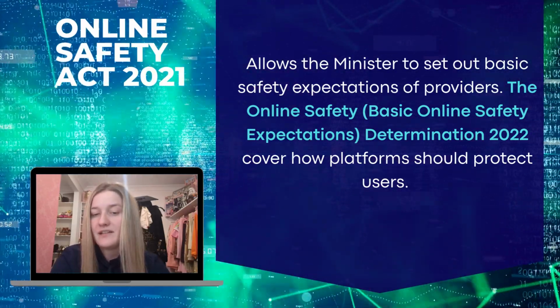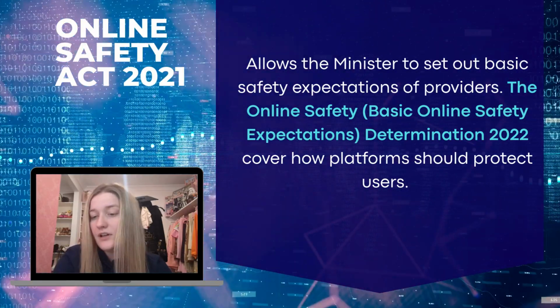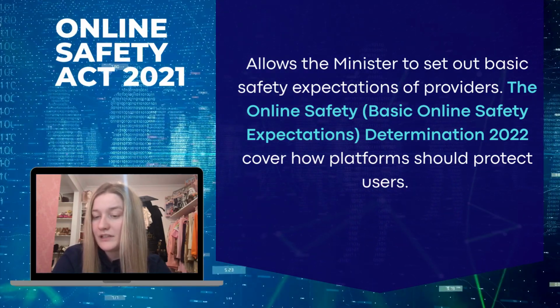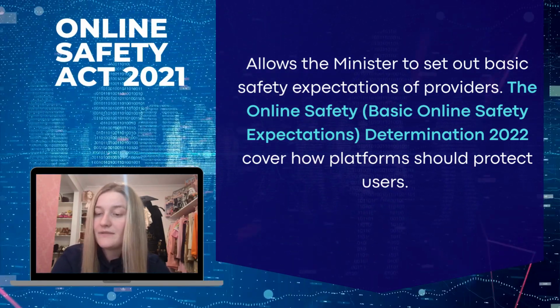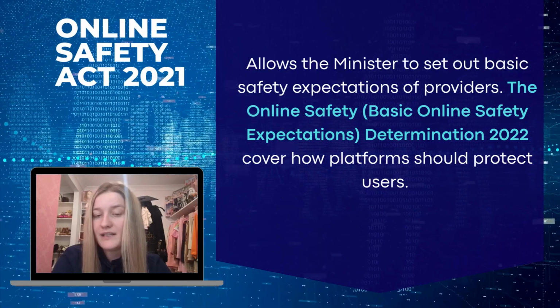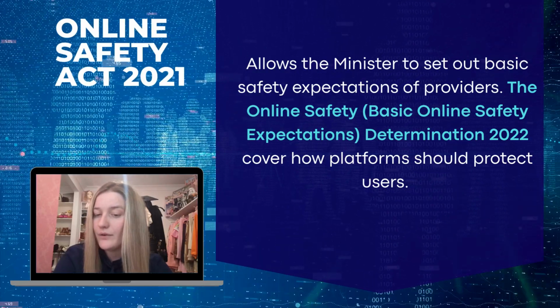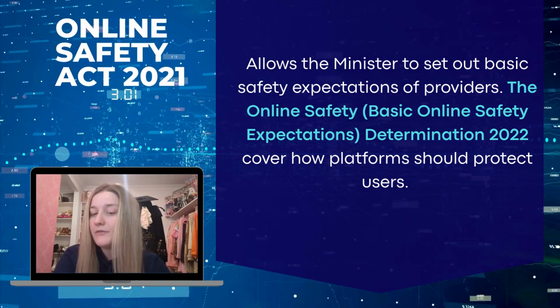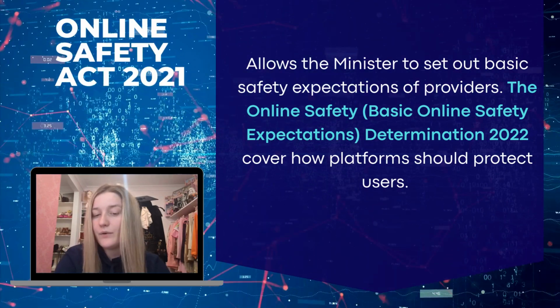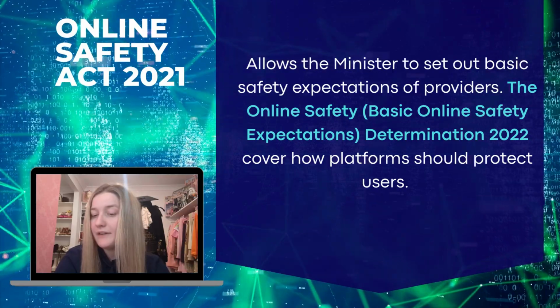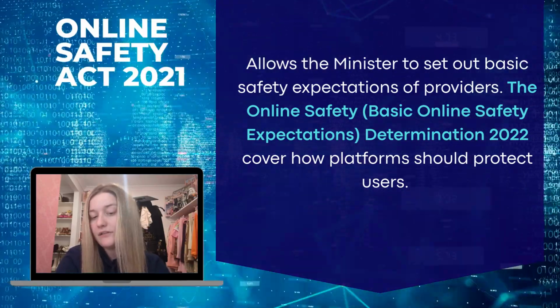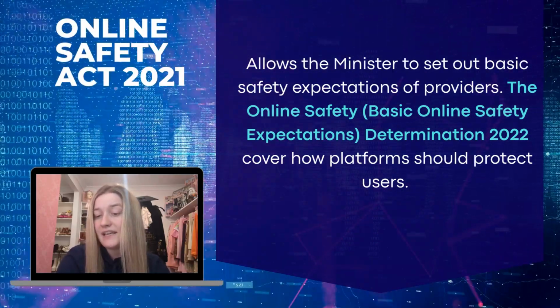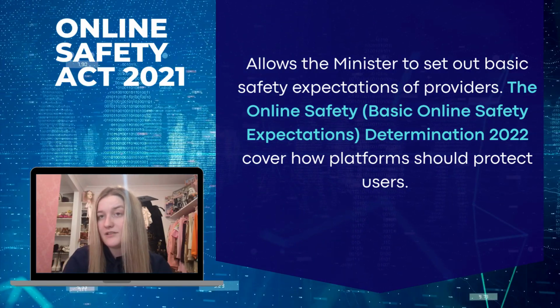The Online Safety Act provides for the Minister for Communications to make determinations setting out basic online safety expectations. The Online Safety Determination 2022 was the first, which has recently been amended by the Online Safety Amendment Determination 2024, which covers how platforms protect users, especially kids, from harmful content. Under Section 49, the Commissioner may require the relevant providers to submit periodic reports on how they are meeting the expectations set out in the determinations.